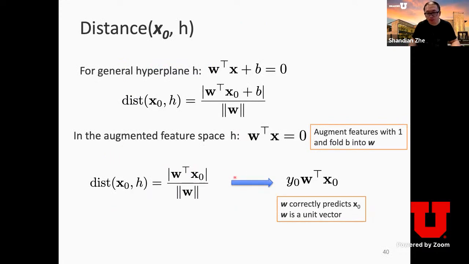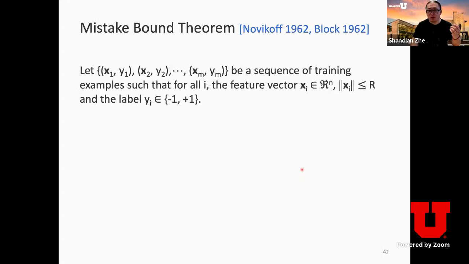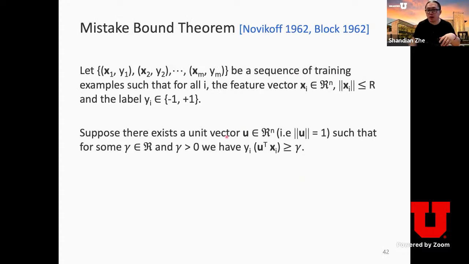We mentioned that if W can correctly classify this particular point, x0, we can replace the numerator by this product, right? And if the normalized W is a unit vector, remember, a unit vector has norm 1, so the denominator is simply 1. So this whole distance can be simply represented by y0 w transpose x0, right? In our case, w is replaced by this unit vector u.